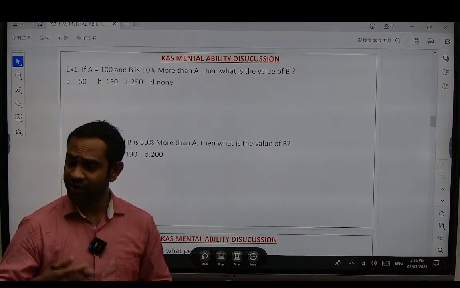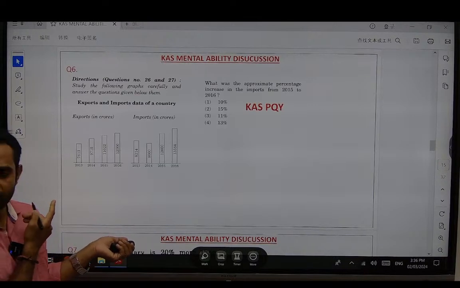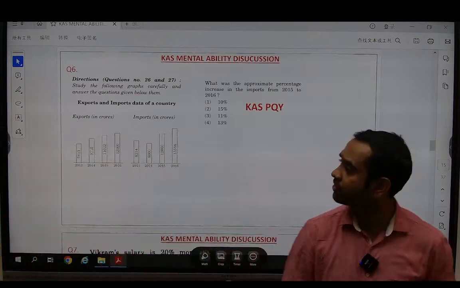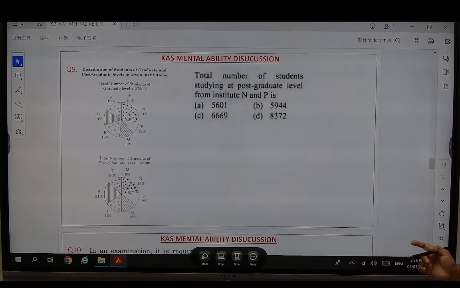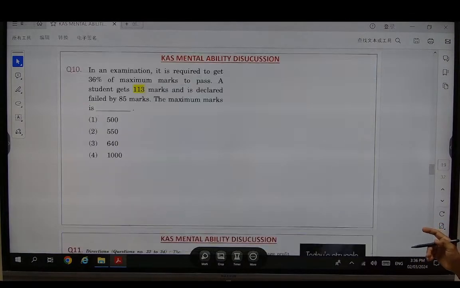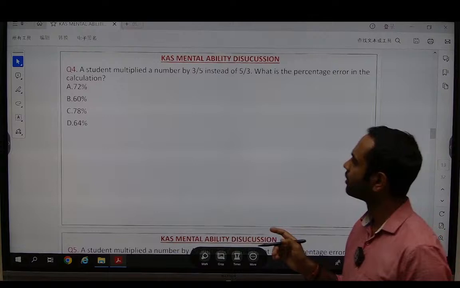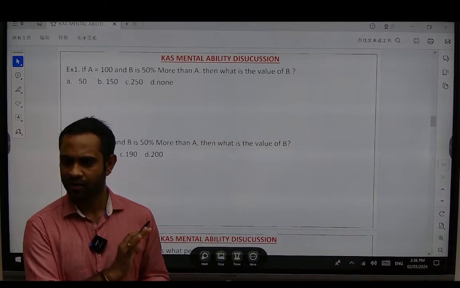Now we are going to start, because I wanted to take you here for the KAS previous year questions. These are all KAS previous year questions, and I wanted to explain all those things to you. So that's the reason I am going to start with these basic things. Okay, fine. So that is the idea behind teaching you.